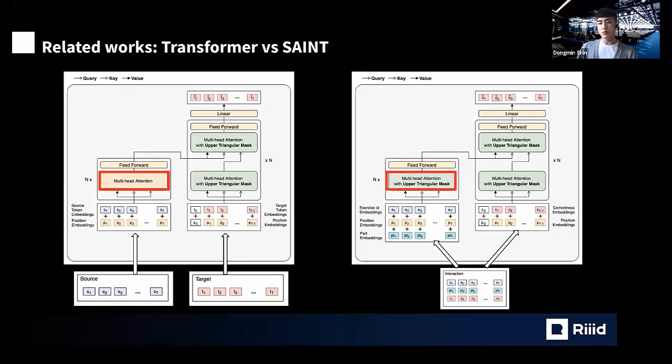Due to this setup of SAINT, the architecture of the model is changed from the transformer. The subsequent mask, which is represented as an upper triangular mask on the left encoder part, is introduced in SAINT to prevent using future exercise information for its predictions.